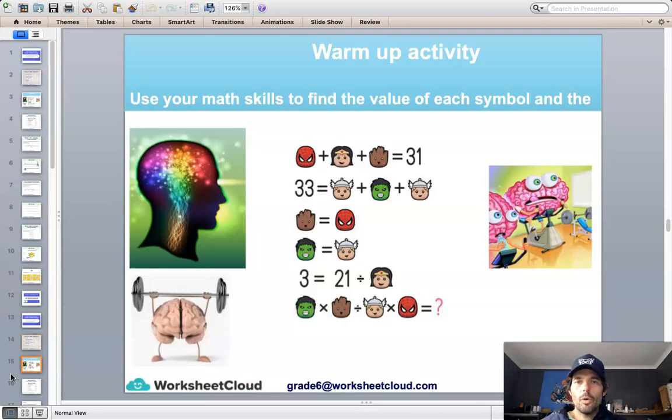So here is your warm-up activity today, a bit of a superhero theme. So Spider-Man, Wonder Woman, Groot, Thor, Hulk, tell me the value of all those characters, and then don't forget to tell me the value of the question mark at the end. Guys, make sure that you write down your thoughts on a piece of paper. Just remember, we've spoken a lot about how writing down can make things more understandable for us. And give it your best shot, and let's see how you guys get on.